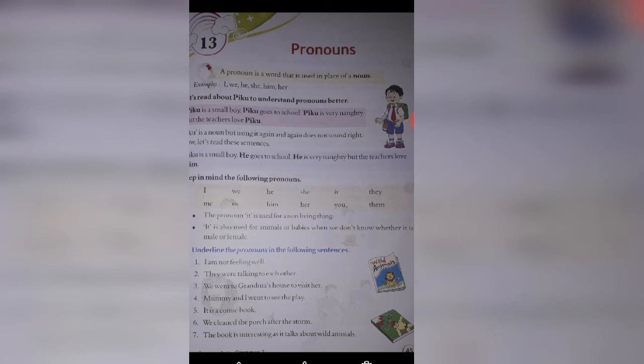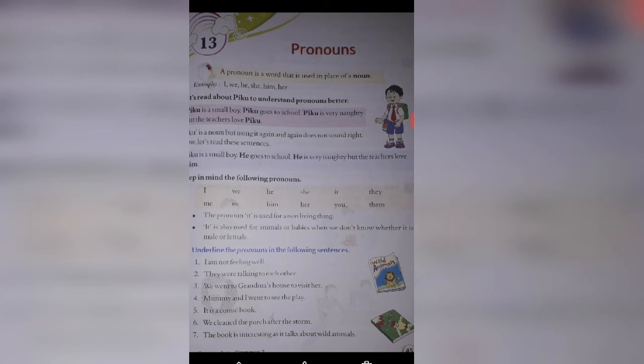Now, to make it simple, I would say that there are subject pronouns and object pronouns. Nothing to worry and nothing to panic. Don't just think that this is difficult to remember. Simple thing, the subject pronoun mostly comes in the beginning of the sentence. At the beginning of the sentence, for the subject boy, we use he. And the object pronoun mostly comes at the end of the sentence. So, for Piku, in the last sentence, if you see carefully: he is very naughty, but the teachers love him.